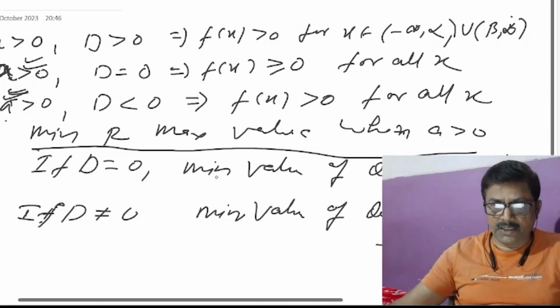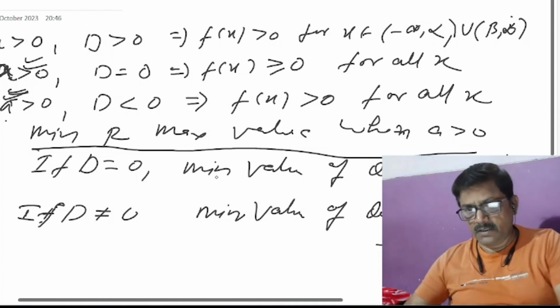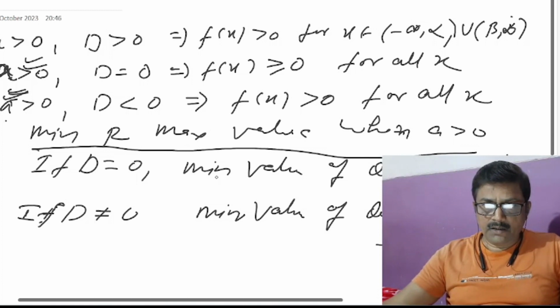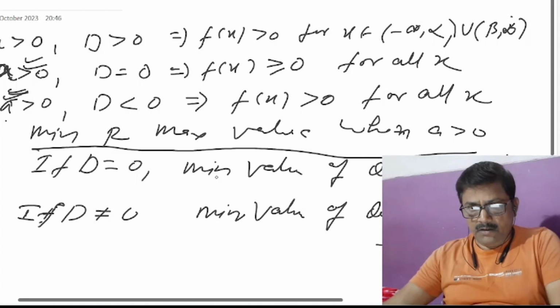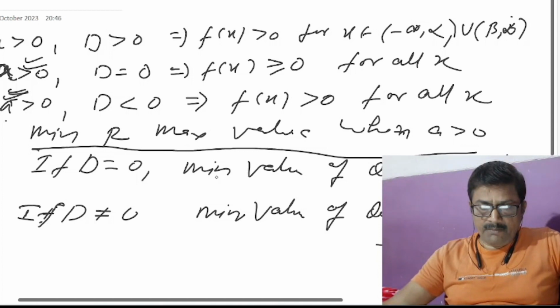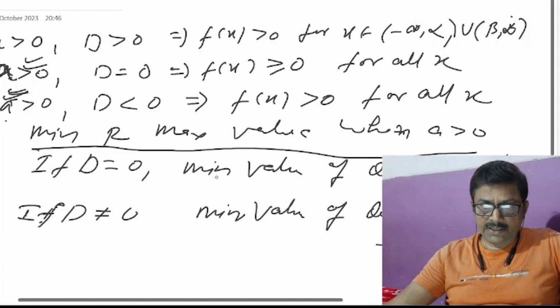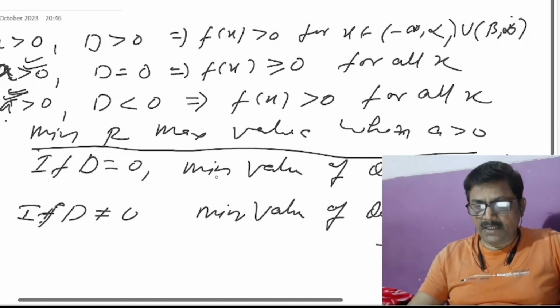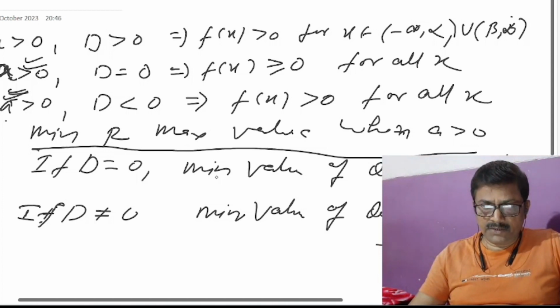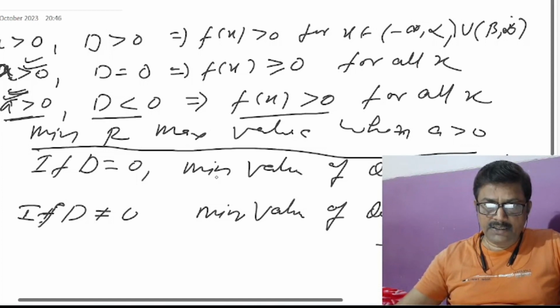So in this page, I wrote the conclusion for positive and negative values of f(x), when it will be positive, when it will be negative, and also the minimum and maximum value. These two properties, second and third, are very important. So always remember, if f(x) is positive, it means a is positive and D is negative.